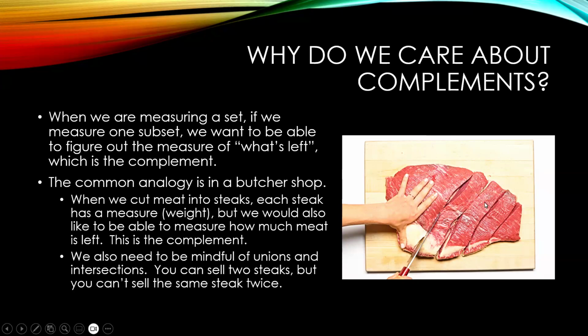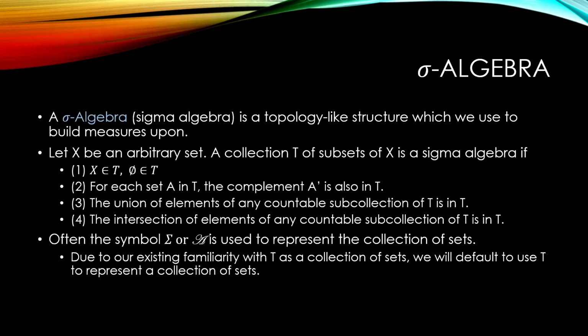But also, what if we're just talking about these 3 steaks? If we only sell these 3 steaks, we would want to know the complement of what's left for that. And so for any collection of steaks, we would want to know what's left. We need to have the complement of any element of this set. And that's what a sigma algebra is. A sigma algebra is a topology-like structure which we use to build measures upon. It gives us different subsets, but also the subsets of what's left. And that's what makes it a little special.